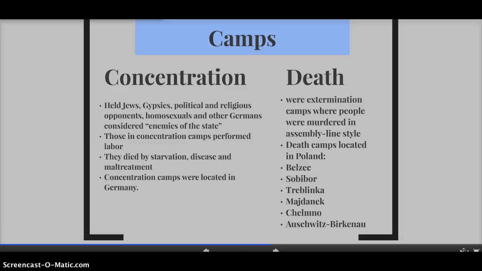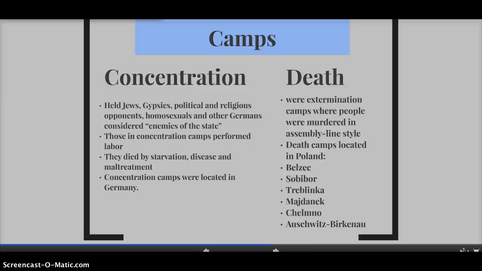Okay, camps. There is a difference between these camps. So we have concentration camps. They held Jews, gypsies, political and religious opponents, homosexuals, and other Germans considered to be enemies of the state. Those in concentration camps performed labor. They died by starvation, disease, and maltreatment. And the concentration camps were located in Germany.